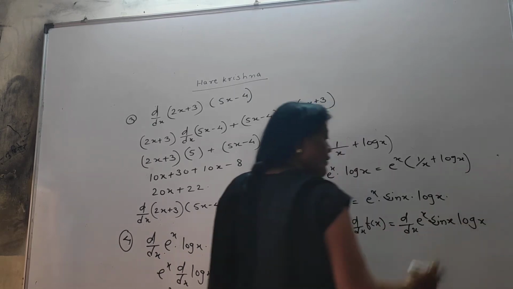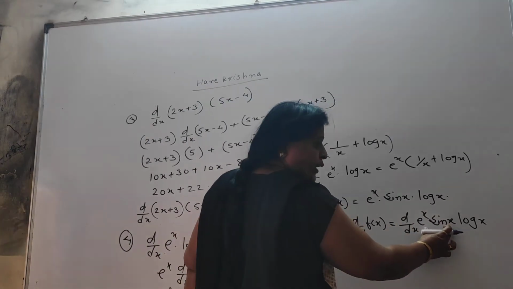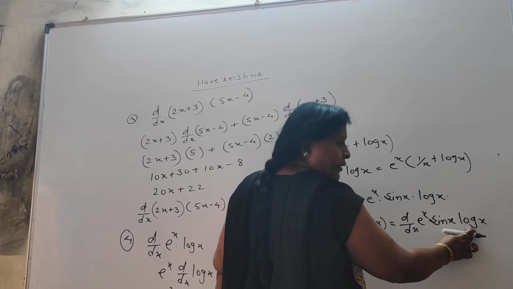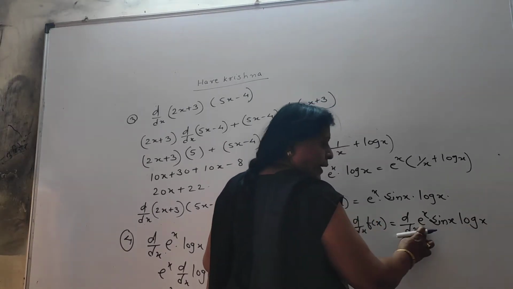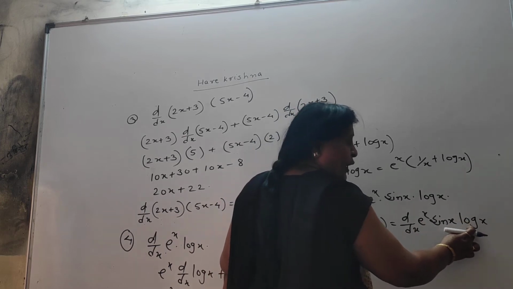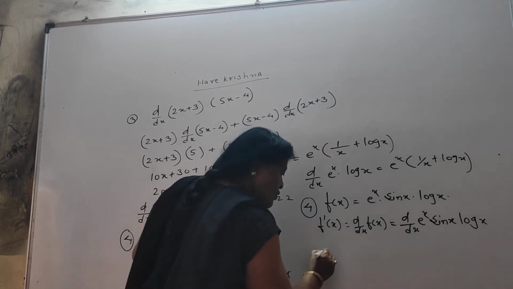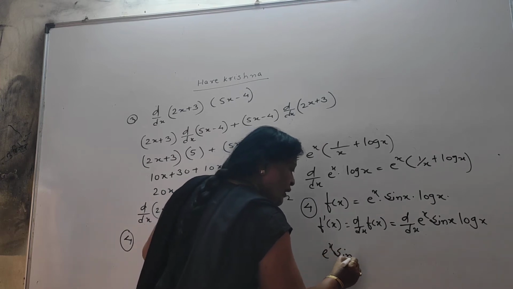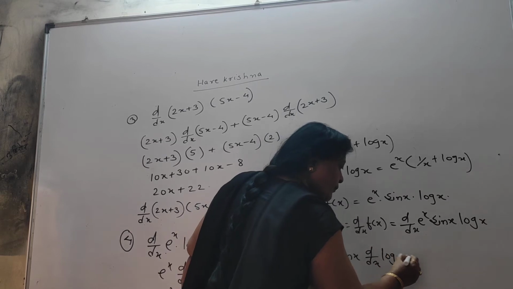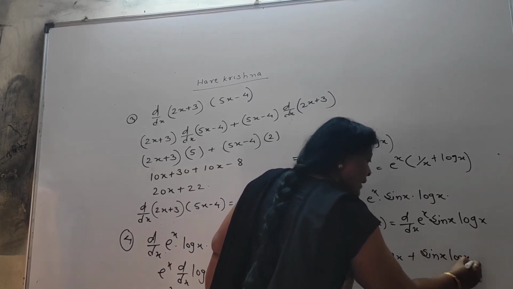Now since the three functions are multiplied, what you have to do? First two functions you have to keep as a constant, take the derivative of the third function. Again second and third you have to keep constant and take the derivative of the first function. And here again the first and the third function remain as it is, you have to take the derivative of the middle function. Again e^x sin x remain as it is.